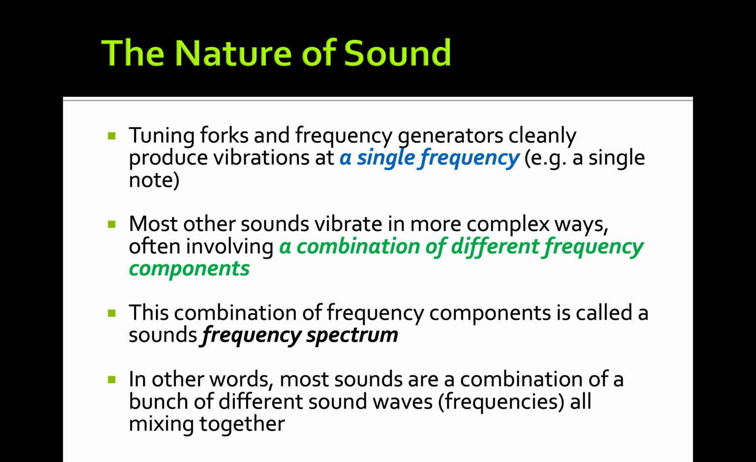The combination of the frequency components is called the frequency spectrum. So what are the different frequencies present in the actual sound which we are hearing or producing? In other words, most sounds are a combination of a bunch of different wavelengths. Different frequency components are combined together in one waveform, and that is the normal sound we hear.